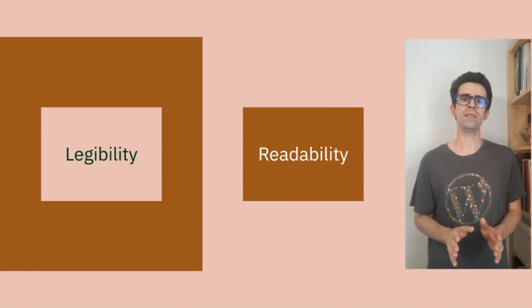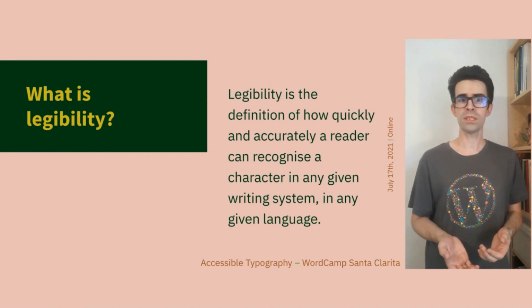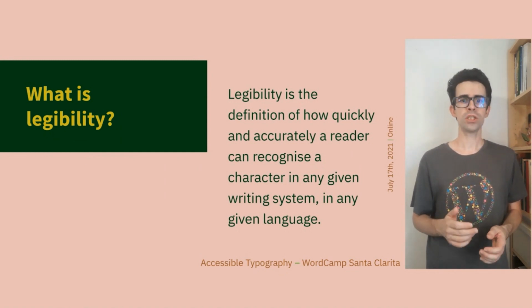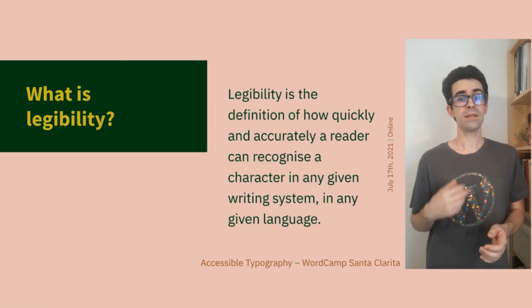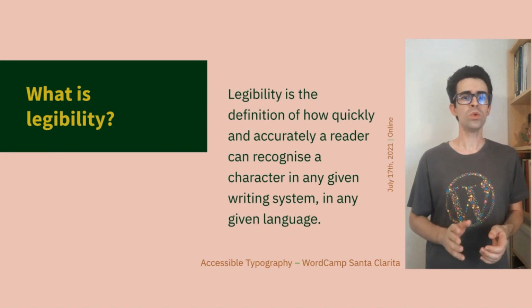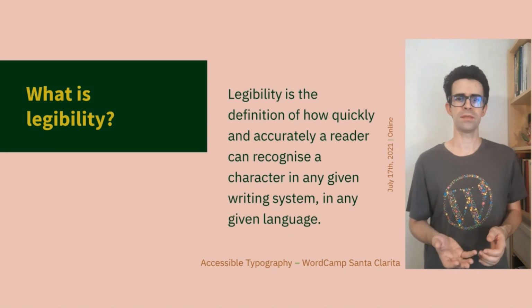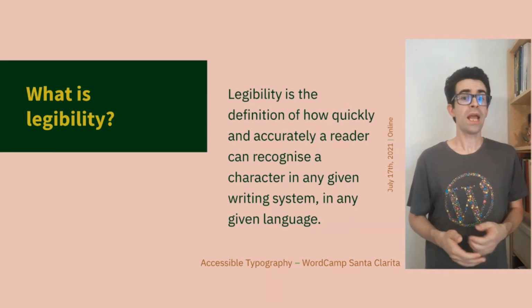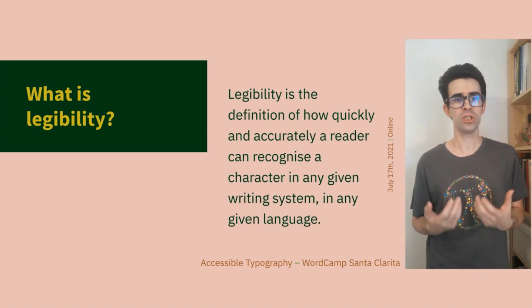Let's start with legibility. According to Bruno Maag, which is probably one of the best typographers in the world, legibility is the definition of how quickly and accurately a reader can recognize a character in any given writing system, in any given language. This means that legibility, at least for languages which use alphabets, has to do with the capacity of recognizing single letters. But there are many more scripts around the world. Can you imagine how amazing it would be to explore how typography works in Chinese, for example?